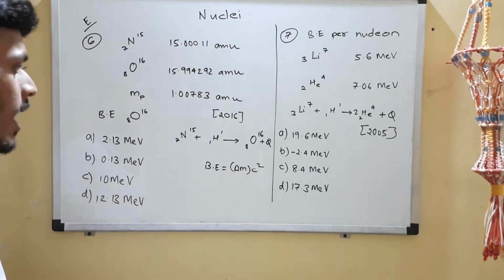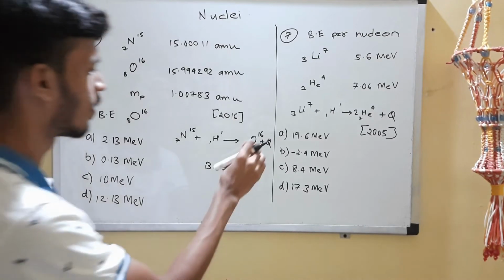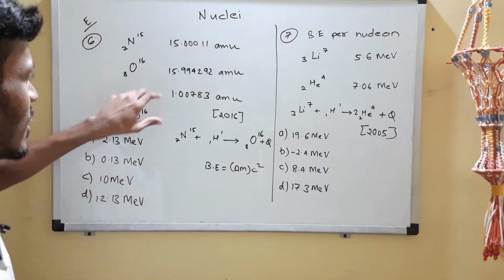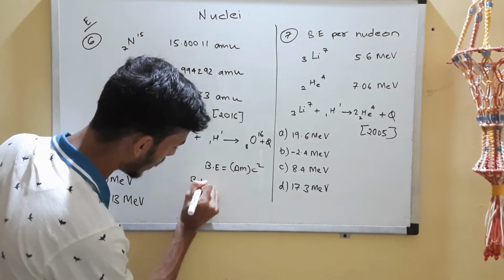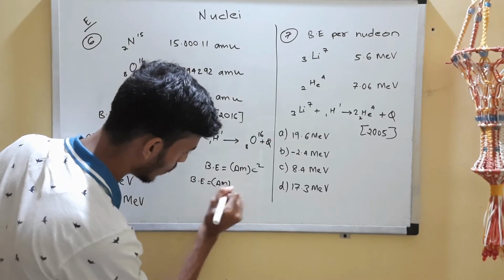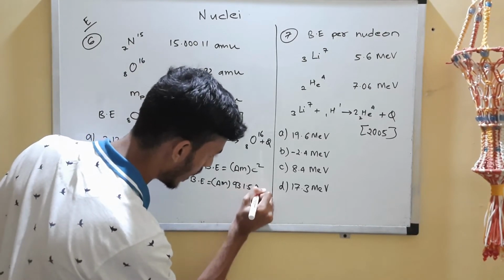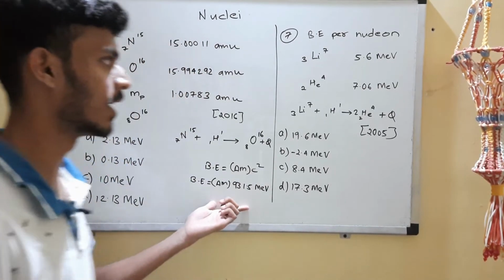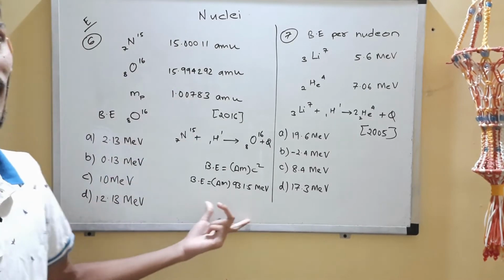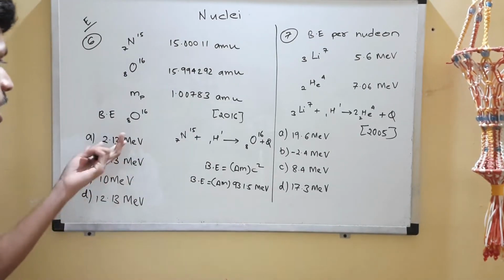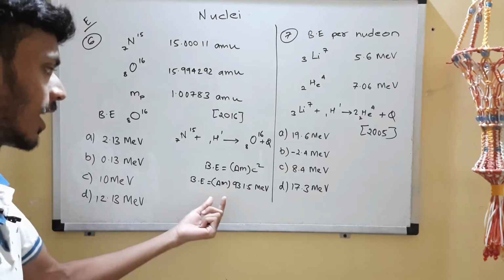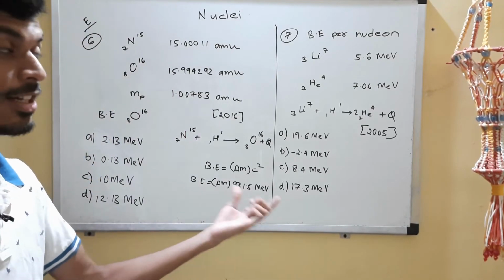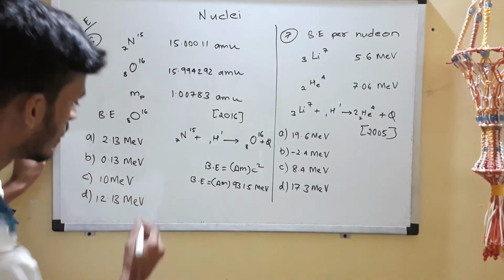That will be the same as the binding energy for removing the last proton from your oxygen. That is what the question is asking. Now everything is given in AMU, so you can use this formula: binding energy is delta M into 931.5 mega electron volts. This is the formula that you are supposed to know. When mass is given in AMU, you can directly use this formula, and if you want the answer in mega electron volts, it is delta M, the mass defect, times 931.5. Now delta M is easy to calculate.